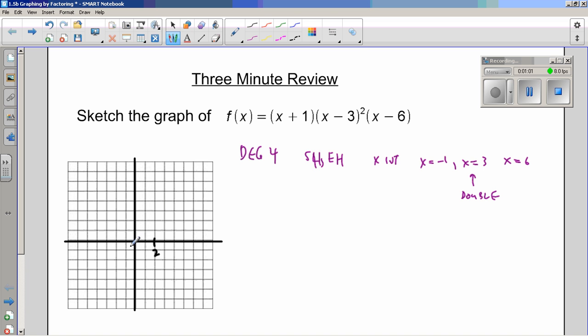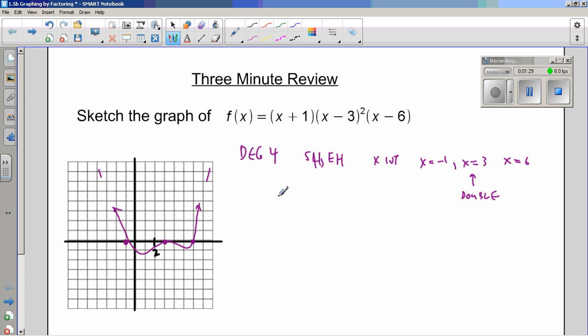And so I'm going to put those zeros in, the big obvious dots. 3, 4, 5, 6, there we go. It starts high and ends high. And slash, bounce, slash, right? So I go slash, bounce, slash, and I get something that looks like that.